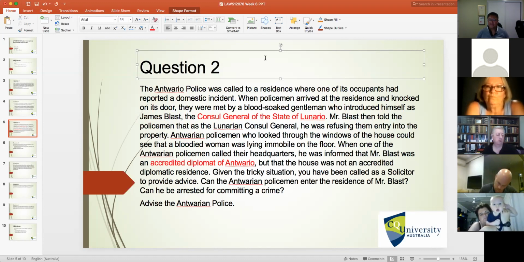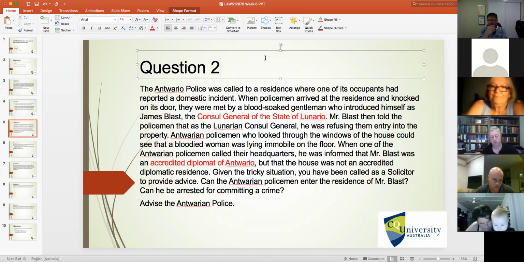I'll have a crack at it, Manjo. Yes, I would say on the first thing, because it's not an accredited diplomatic residence, it's therefore not the property of Lunario. It's still sovereign land of Antiquario. So they can enter the residence, but he's an accredited diplomat, so he can't be arrested for committing the crime. Very good.